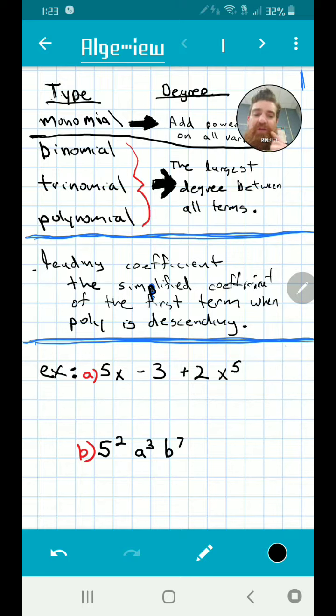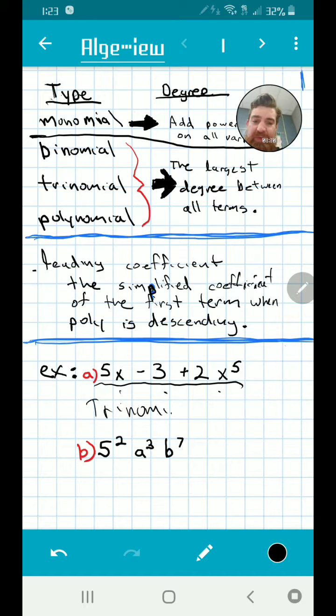So the first thing we do when we get to our problems is count the number of terms that we have in the simplified equation. So I've got two examples down here. Let's go to example A. So count the number of terms, 1, 2, 3. So if it's three terms, this is going to be a trinomial.